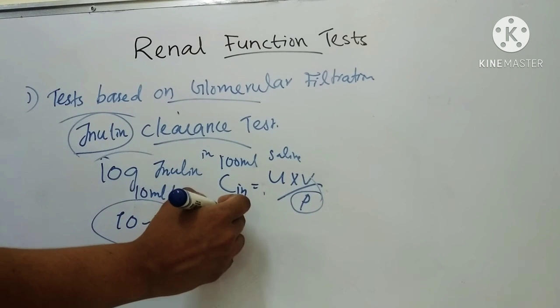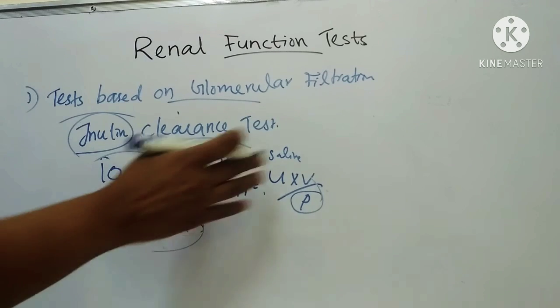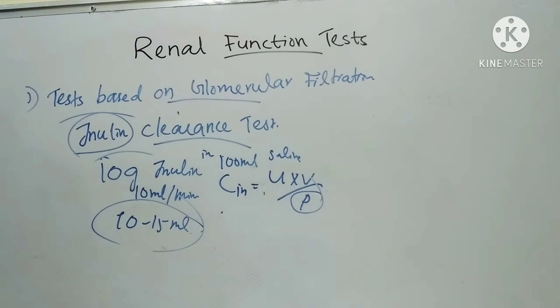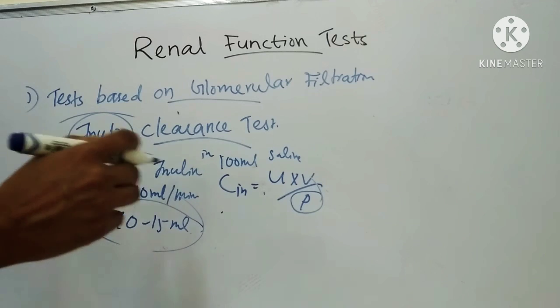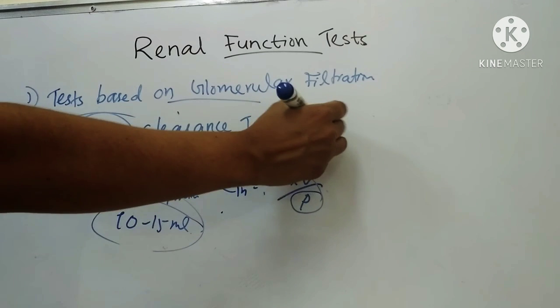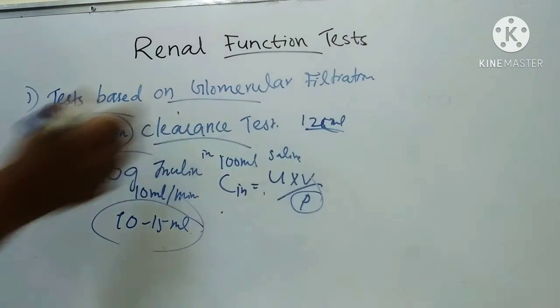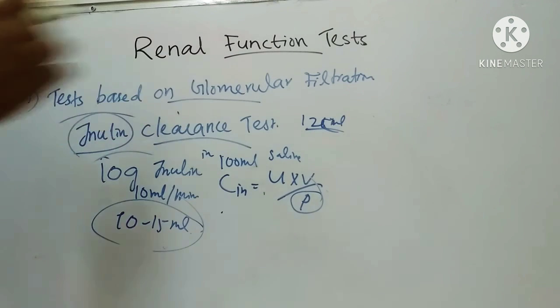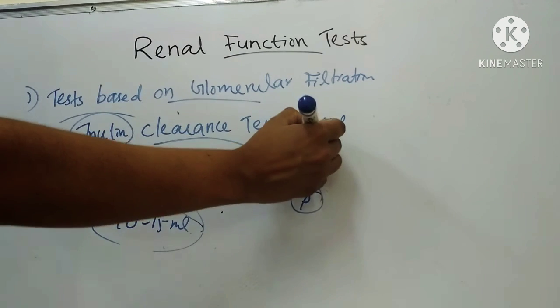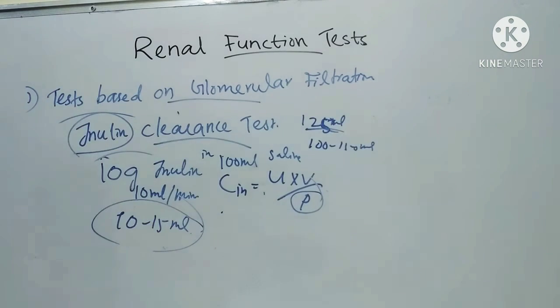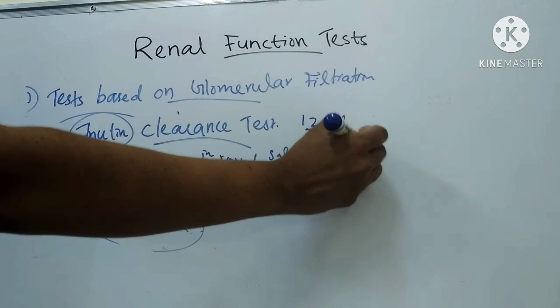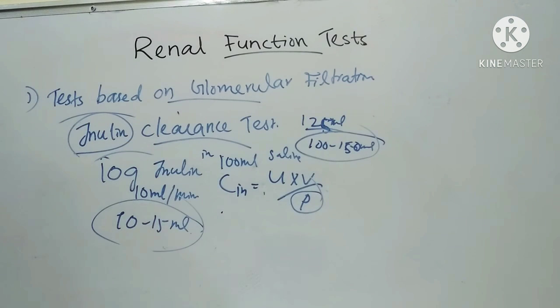This is the average of 2 samples. The average clearance is about 125 ml per minute. That is the inulin clearance in adults. Range is about 100 to 150 ml. That is the inulin clearance test.